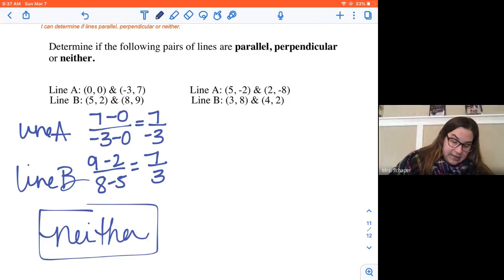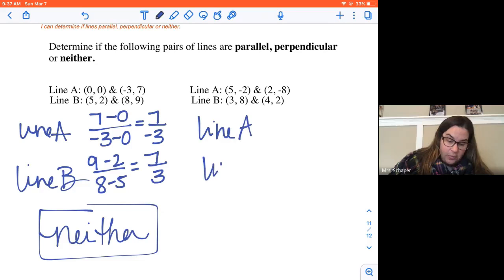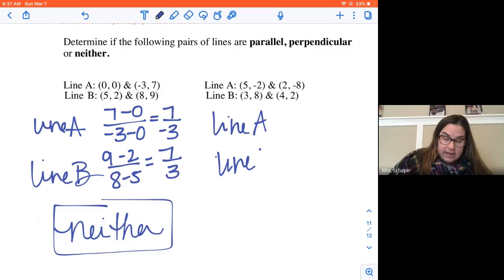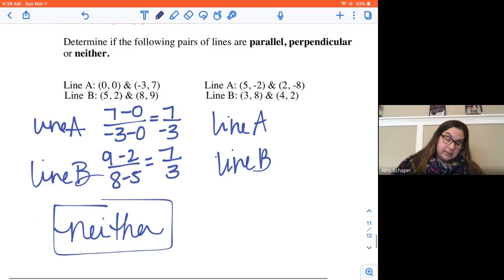All right, let's look at the next one. It's a lot of practice of finding slope. I love the review of that. I think that's fantastic that we're doing that.